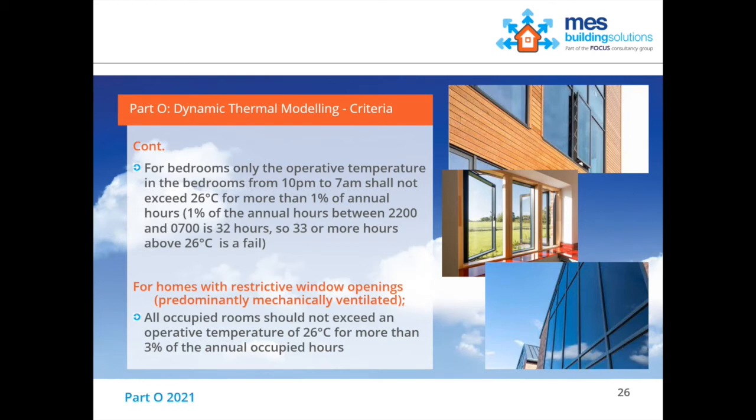If we have a building that is primarily mechanically ventilated, so we can't open the windows in it, it actually makes things much easier. There is then only one criteria that all rooms need to apply, and that is that the occupied rooms should not exceed 26 degrees more than 3% of the annual occupied hours. That's therefore pretty easy. That's just that one criteria. It's a fixed value. We can't be above 26 degrees for too long.